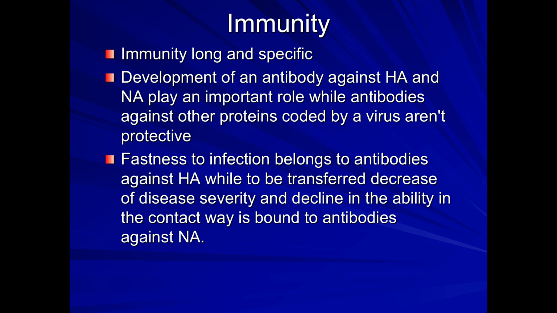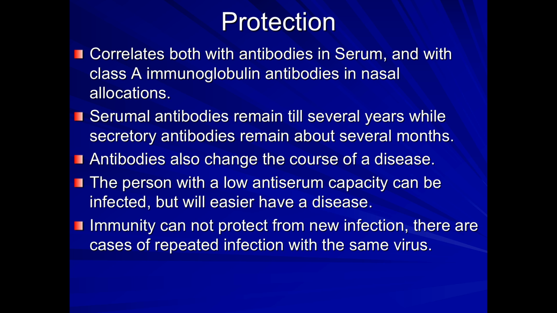Immunity is long and specific. Development of antibodies against HA and NA plays an important role, while antibodies against all other proteins coded by the virus are unprotective. Resistance to infection belongs to antibodies against HA. Decrease of disease severity and the decline in the ability to transmit by contact is bound to antibodies against NA.